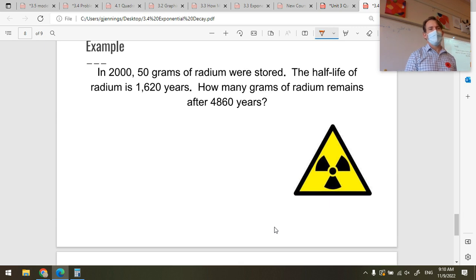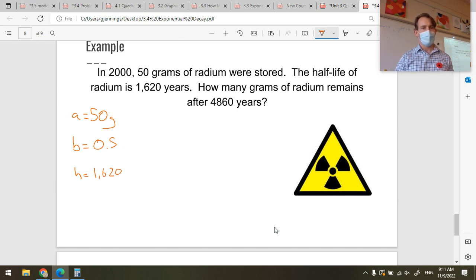Okay, let's take a look. Radium has a half-life of 1,620 years. How many grams of radium will remain after that many years? Well, this is how you answer this type of question. My A, my initial value is 50 grams. My B, my growth factor is 0.5 or 1/2 because we're talking half-life here. And the H, the half-life of the substance, is 1620. So there are the numbers that we have.